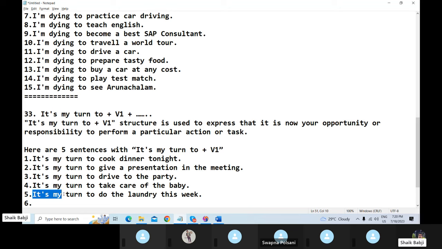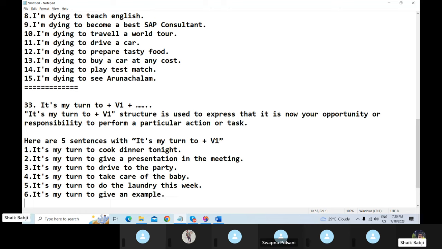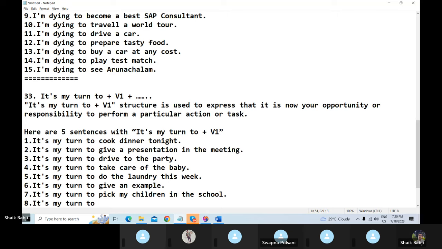This is the way we have to use this structure. Now let's see some examples from your side. So it's my turn plus V1 plus something. We have to use only V1 after this structure or phrase. Now please continue, give an example. It's my turn to give an example. Yeah, fine. It's my turn to pick my children up from school. Okay, fine. It's my turn to teach my children homework. Very fine. Next.